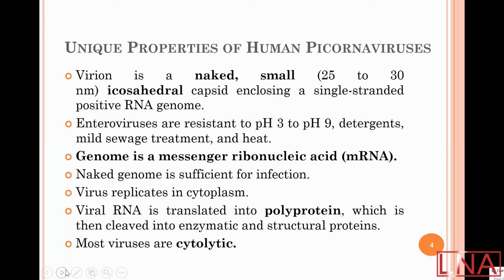The genome is a messenger for most picornaviruses. Some of them, of course, will die. The genome is a messenger ribonucleic acid. I already told you about it. Proteins can be synthesized exactly from the RNA of the virus. The naked genome is sufficient for the infections it causes. The virus replicates in the cytoplasm, but viral RNA is translated into a polyprotein, which is then cleaved into enzymatic and structural proteins. Most viruses are cytolytic, meaning when the virus goes out of the cell, it will always destroy the cell. So cytolytic viruses destroy the cells.